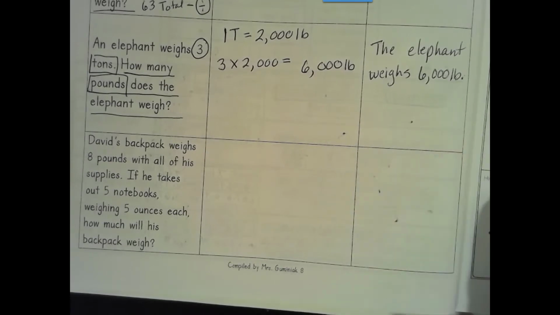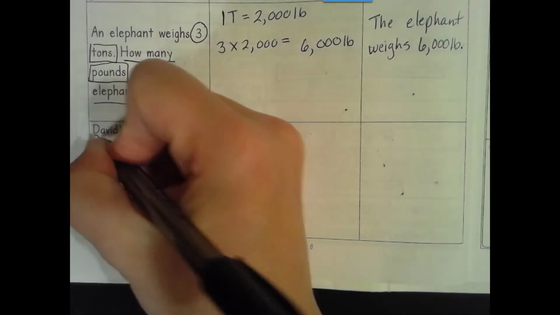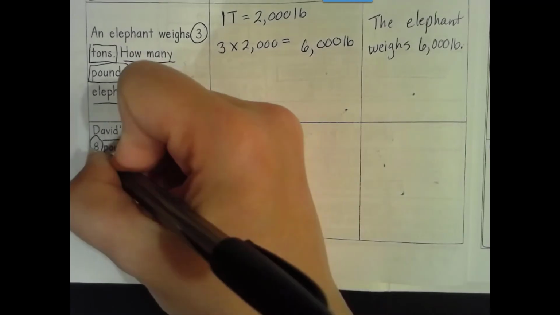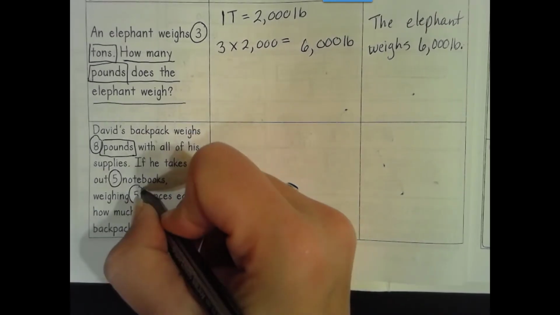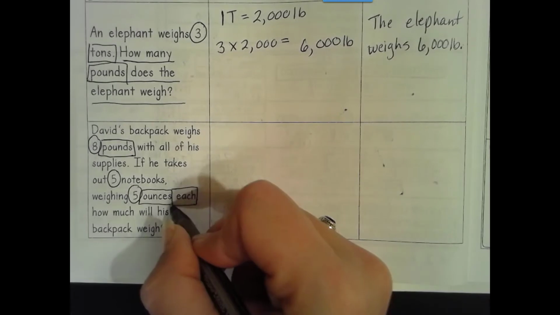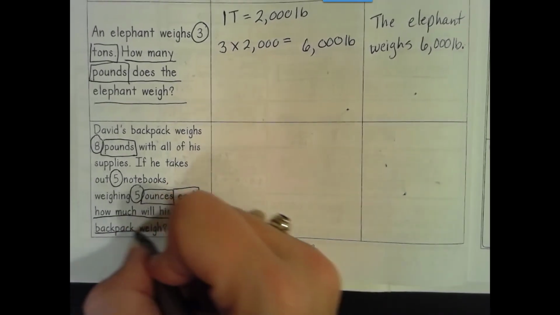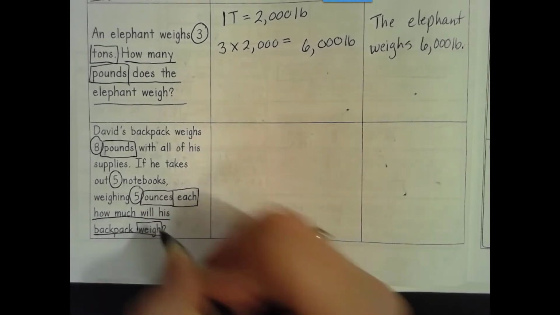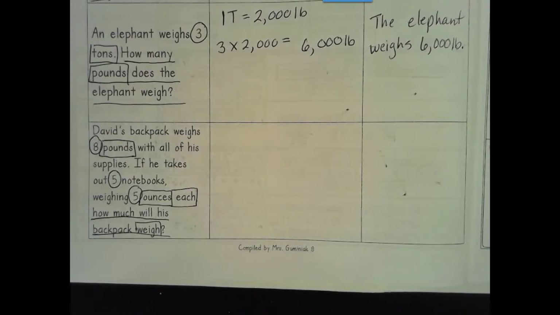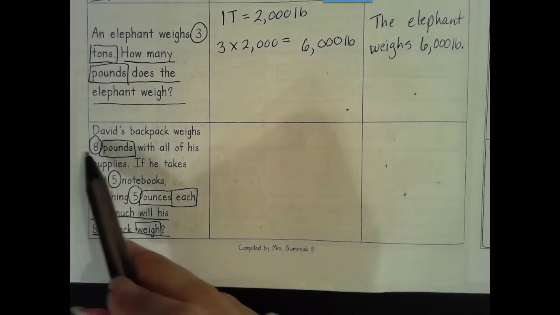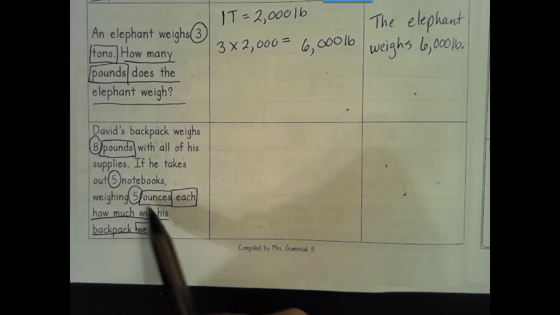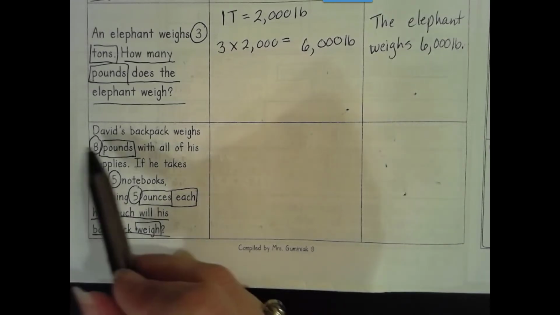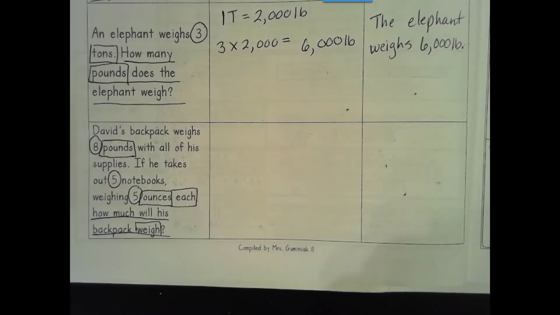Here's our last problem. David's backpack weighs 8 pounds with all of his supplies. If he takes out 5 notebooks weighing 5 ounces each, how much will his backpack weigh? We have a couple of steps here. We need to change either this to pounds or this to ounces. We need to do some multiplying to figure out our total weight. And then we need to subtract it from the weight of the backpack, because if we're taking it out, we're subtracting. So we have a few steps here.